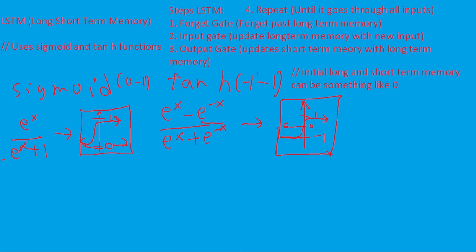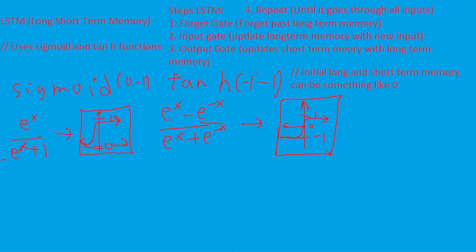The sigmoid function squeezes a value between 0 and 1. It's e to the x over e to the x plus 1. Tanh makes the value between -1 and 1: e to the x minus e to the negative x, over e to the x plus e to the negative x.